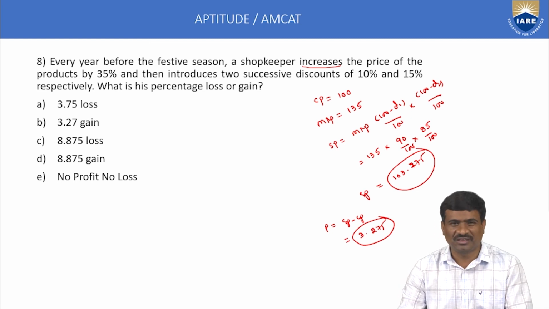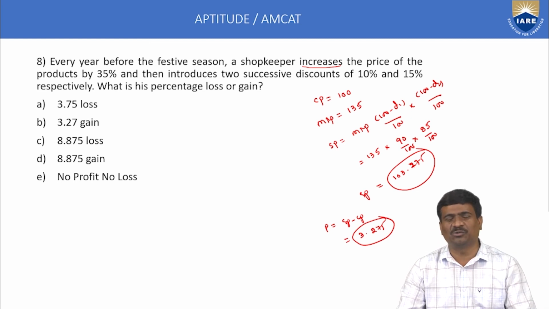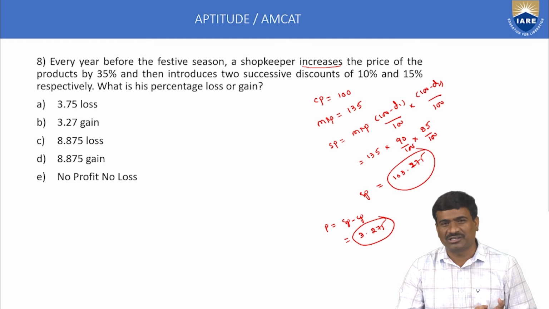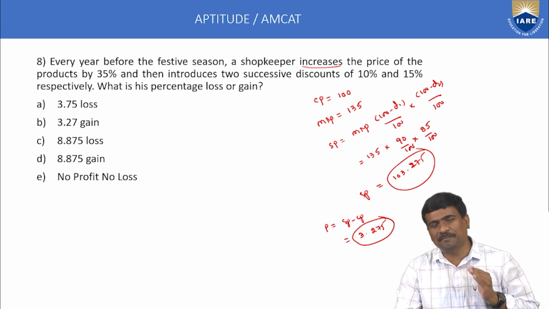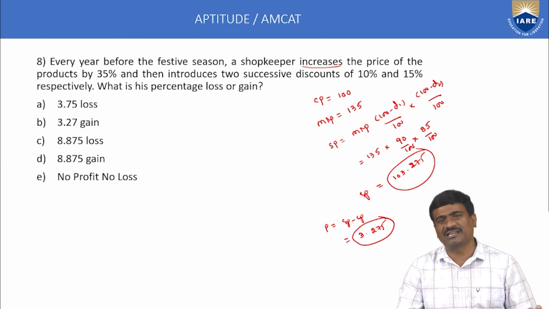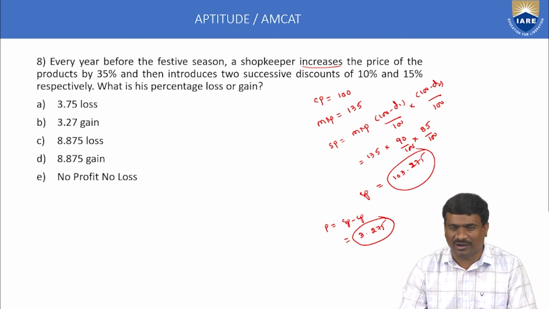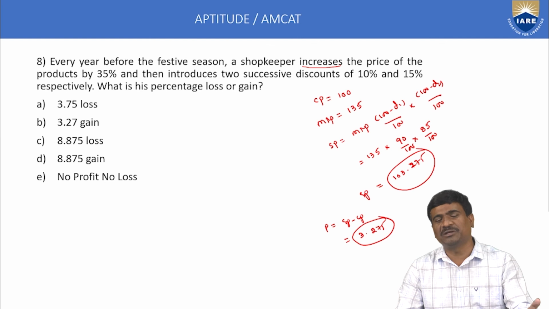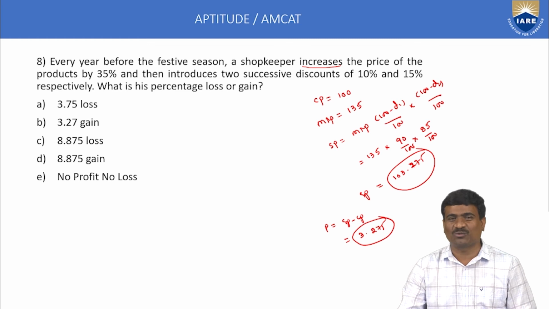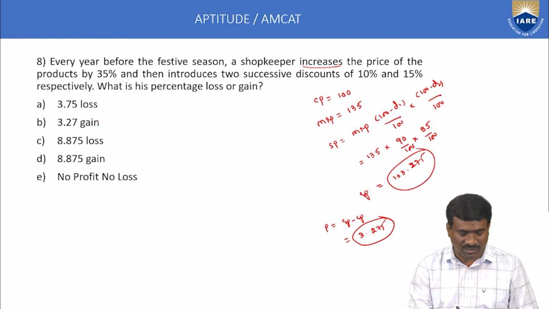Profit percentage is equal to profit by cost price into 100. We want loss or gain percentage. Here, selling price is more than cost price, that indicates profit or gain. Gain is equal to 3.275. Then gain percentage is equal to gain by cost price into 100. Here gain is equal to 3.275, cost price is equal to 100, into 100 is equal to 3.275 percentage gain only correct, that is option B only correct.